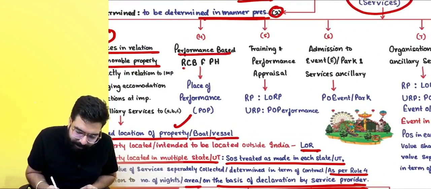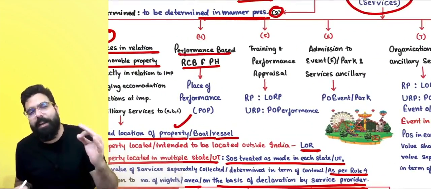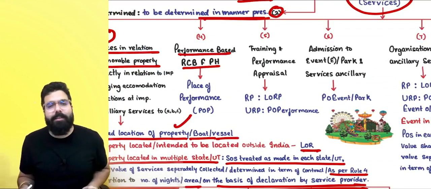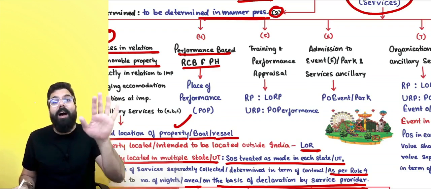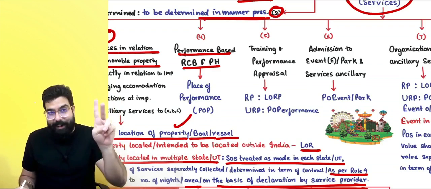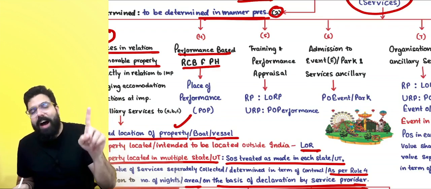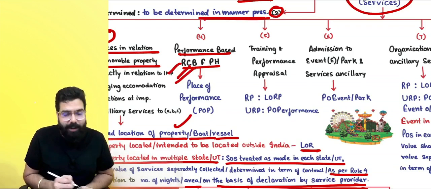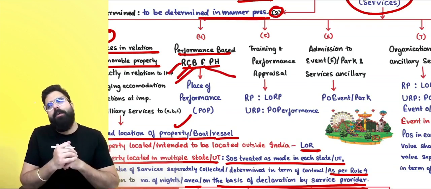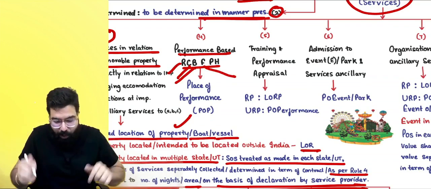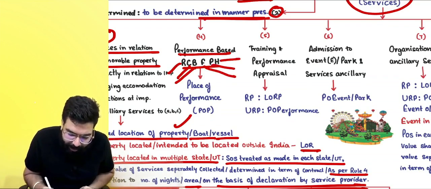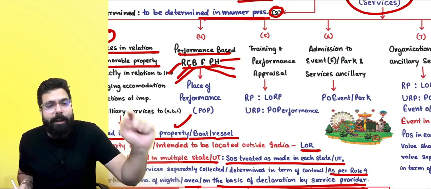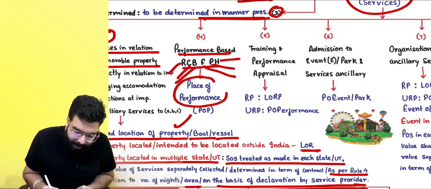Next, sir, performance based services. Section number 12.4 talks about performance based service. In case of performance based service, which is RCB, failed pathetically, only for classroom purpose I am telling. R for restaurant and catering services, C for cosmetic and plastic surgery, B for beauty treatment, F for food, F for fitness service, P for personal grooming and H for health services. In the case of these, always remember performance based service, place of performance becomes the place of supply.